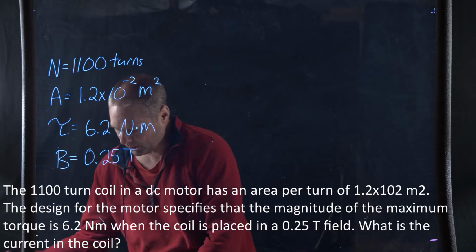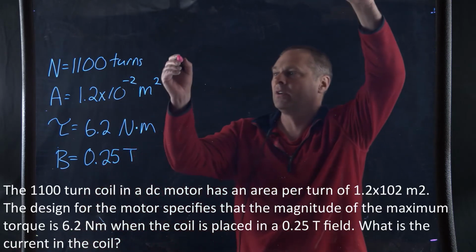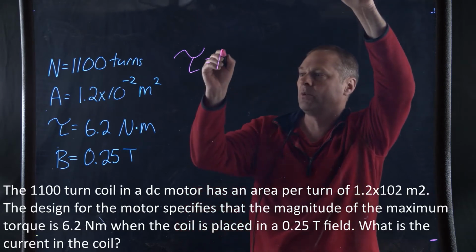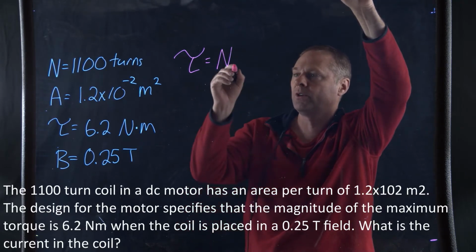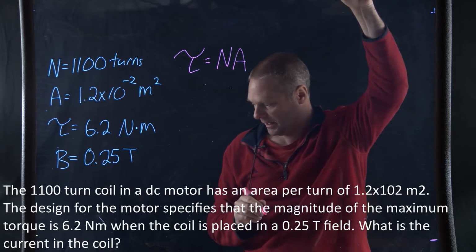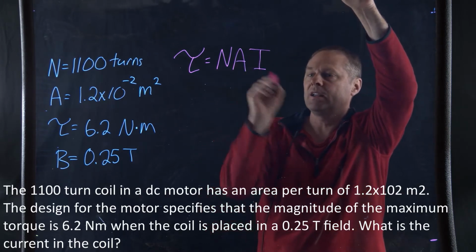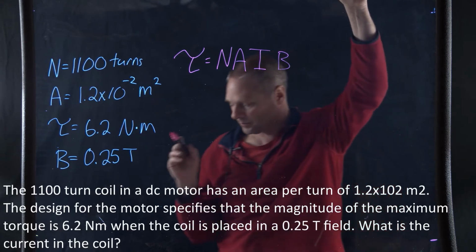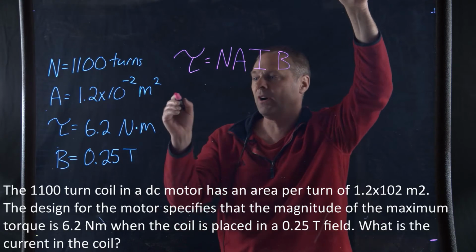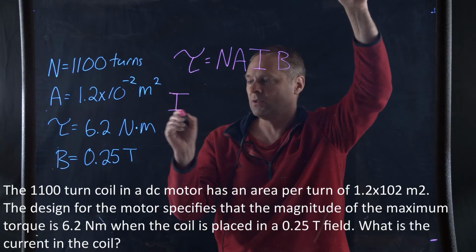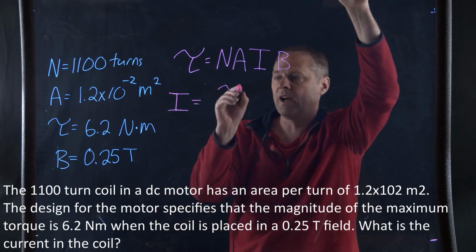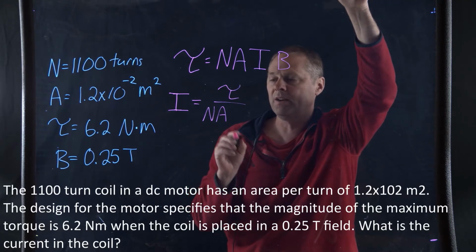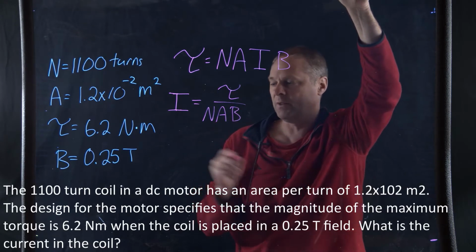Now if we go to our equation for torque, that is going to be equal to N, which is the number of turns. A is going to be the area. I is the current. And B is for the magnetic field. If we solve this for I, that is going to be equal to tau, the torque, divided by N, the number of turns, divided by the area, divided by the magnetic field.